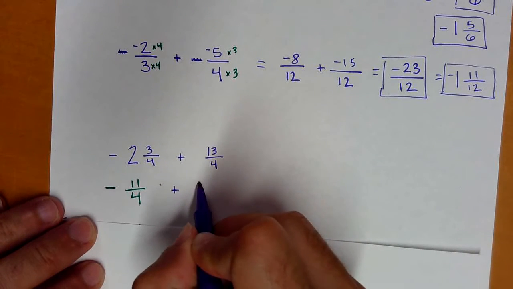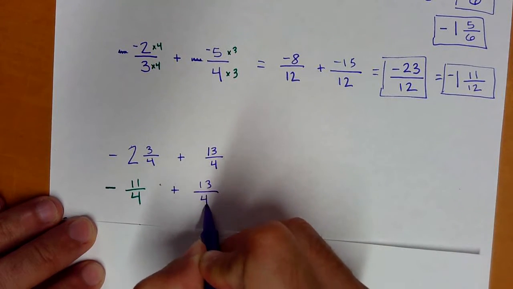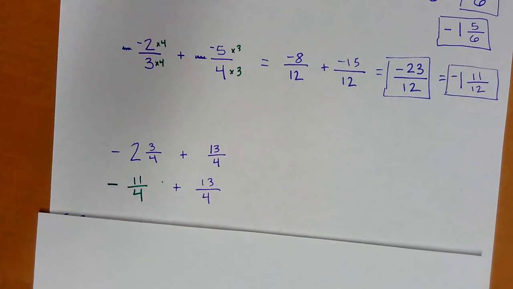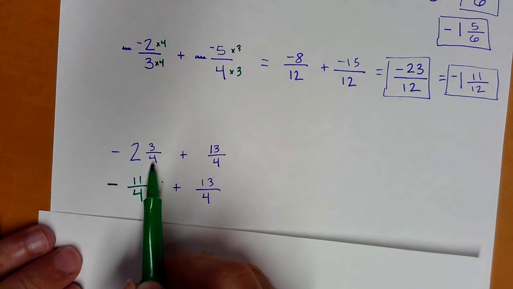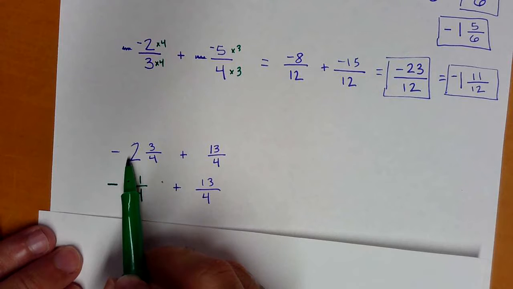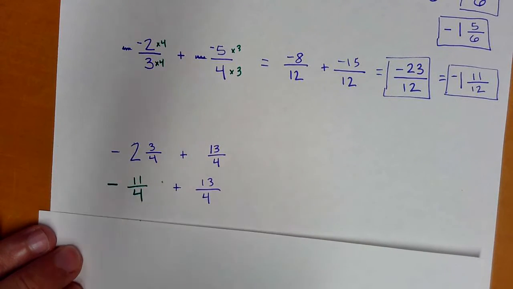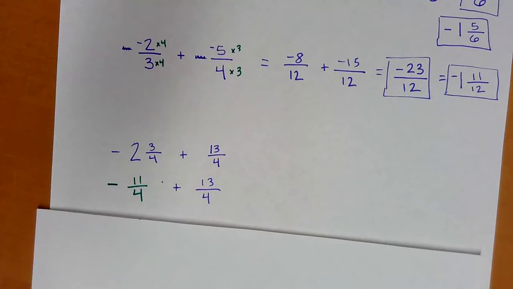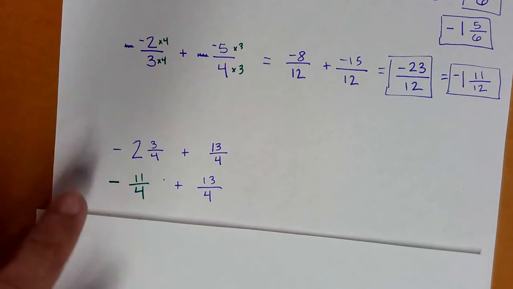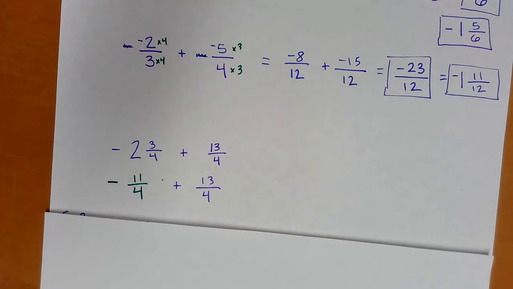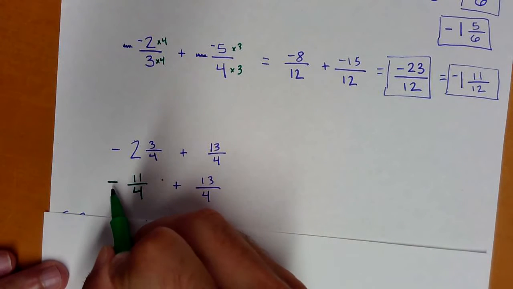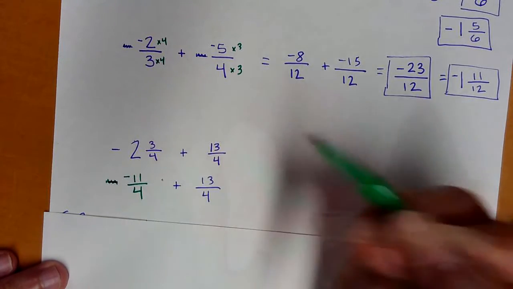plus 13 fourths. Sometimes students will take the denominator here and do 4 times negative 2 and get negative 8 and try to add 3 to negative 8. We want to avoid that. We want to treat it as if it's just a positive mixed number and then account for our negative at the end.